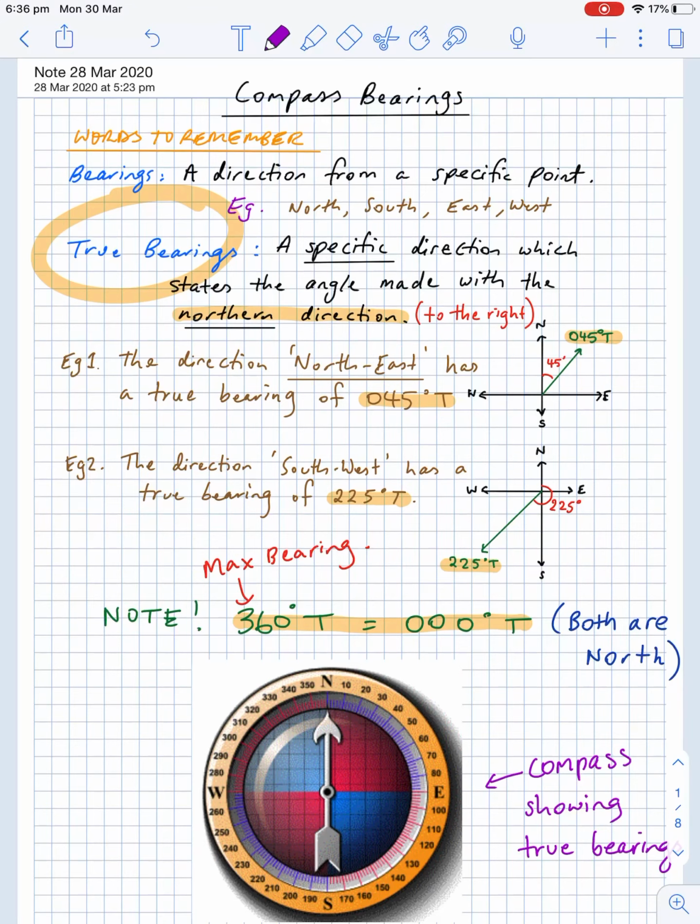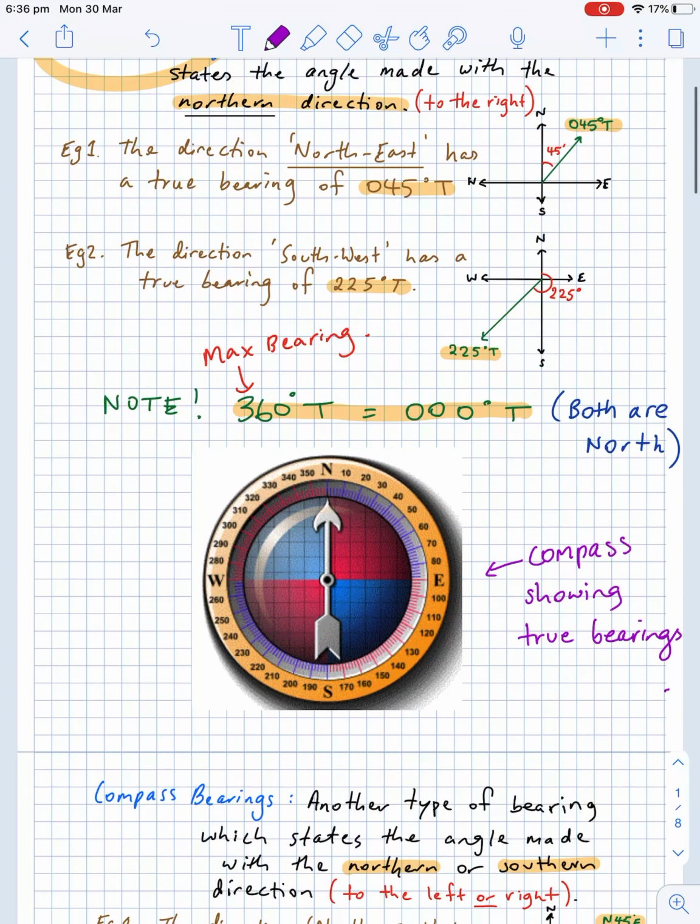Okay, so note the max bearing. If we go all the way around, make a full circle, it's going to be 360 degrees true. And that's going all the way around back to north. So therefore 0 degrees, which is just directly on north, is exactly the same as 360 degrees. This is the max you can get. And when you get to this, it just goes straight back to 0. Both of these are north.